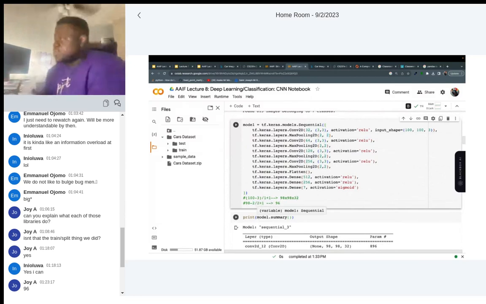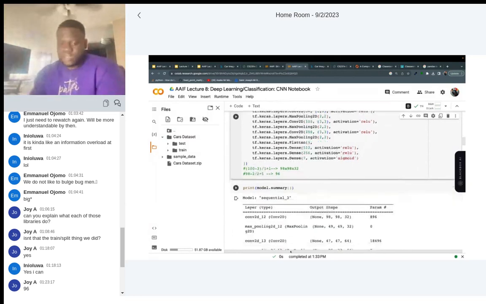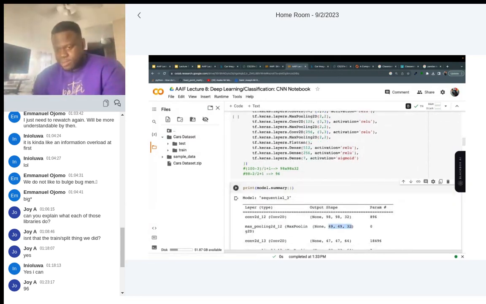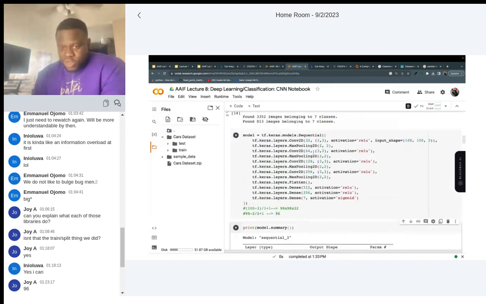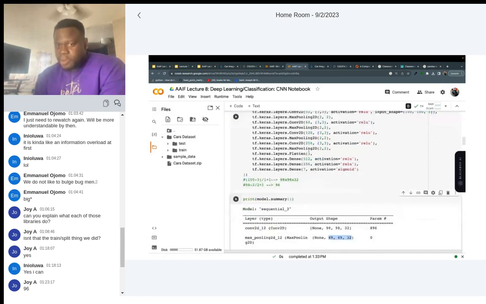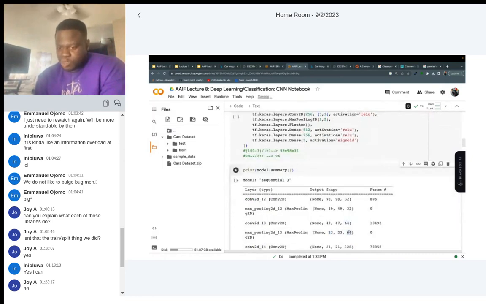98 minus 2 is what? 96. 96 divided by 2 is what? 48. 48 plus 1 is what? 49. Then you do the convolution. It will take 49 again, subtract 3, divide by 2, by 64. Then do the pooling again.